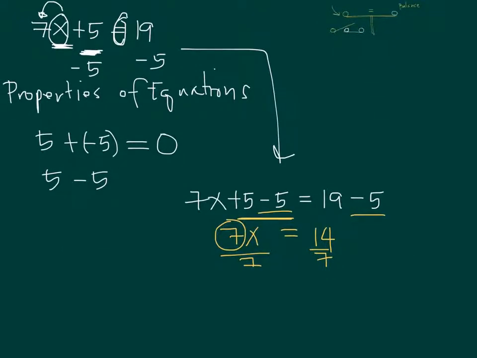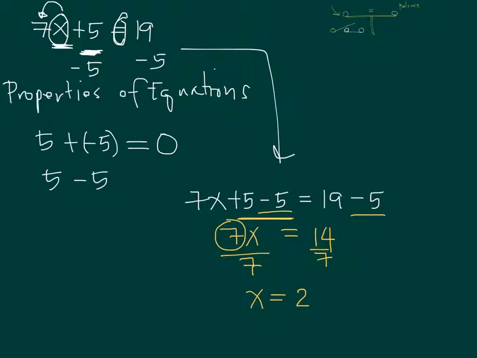So this will become, what is 7x over 7? x, or 1x, and 14 divided by 7 is 2. Okay, so it's like 7 times 2 is 14, so 14 over 7 is 2.